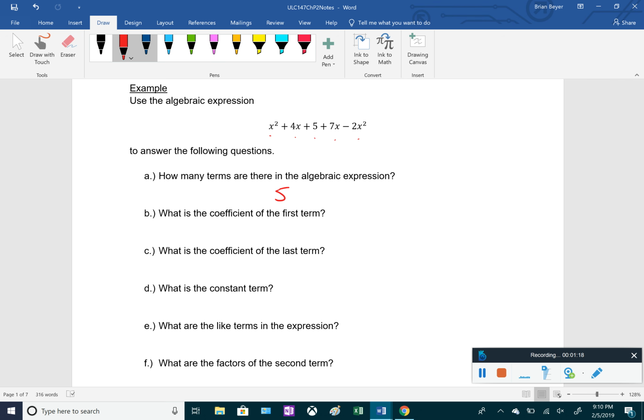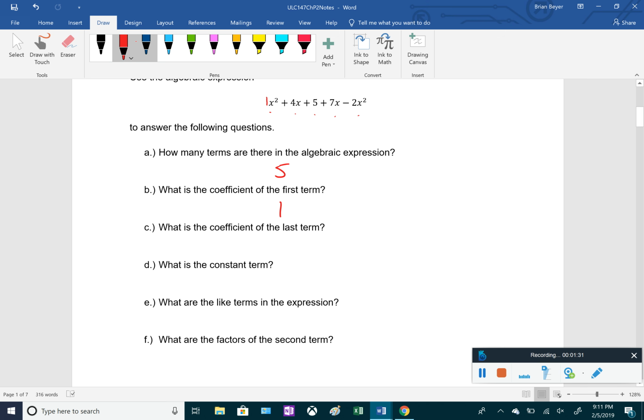The coefficient of the first term, so the first term is x squared. There is a coefficient of 1 whenever nothing is written, so the coefficient is 1. The coefficient on the last term, so the last term is negative 2x squared, so that means the coefficient is going to be negative 2. The constant term here is going to be the term with just a number, so no variable factor, so that's going to be the 5 in the middle.